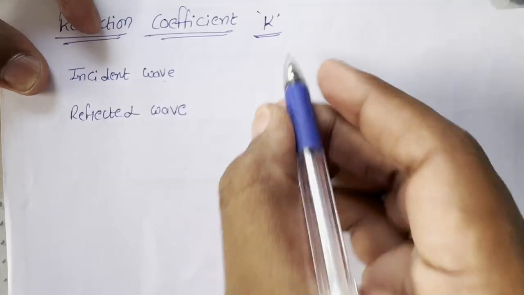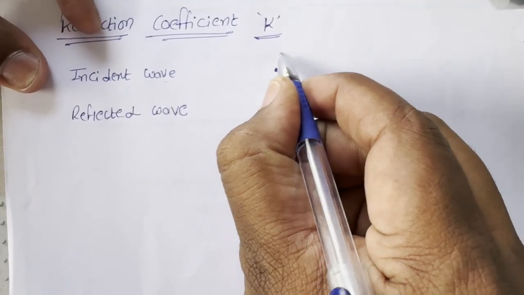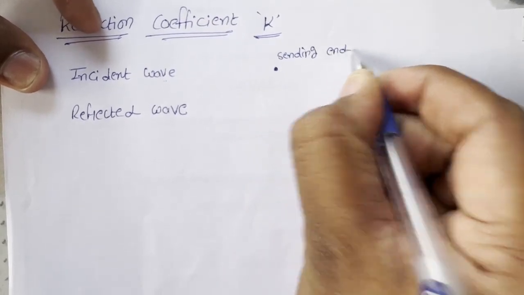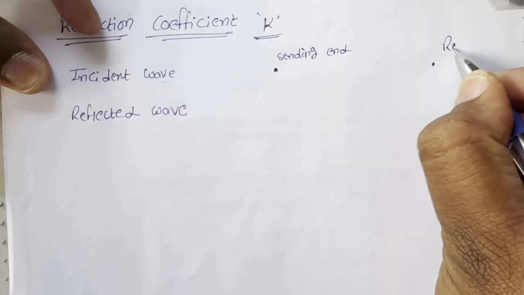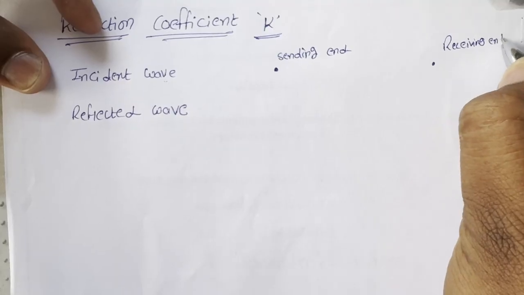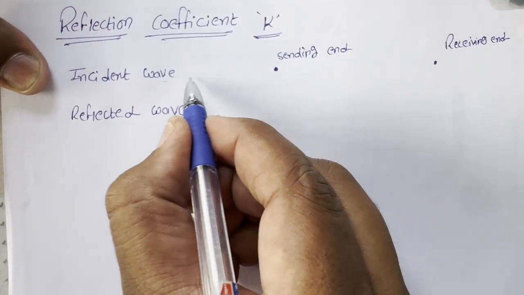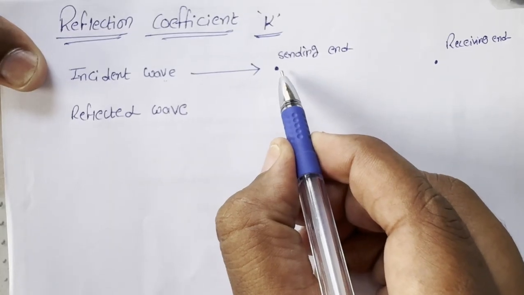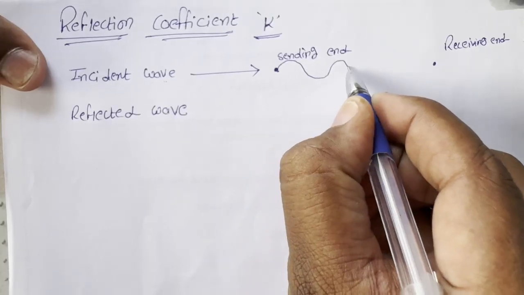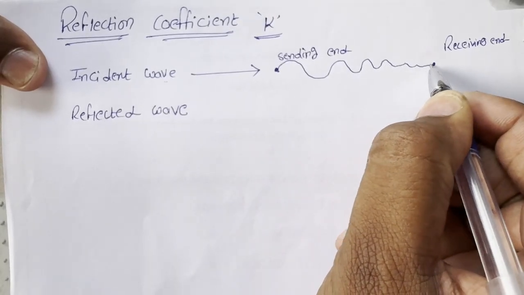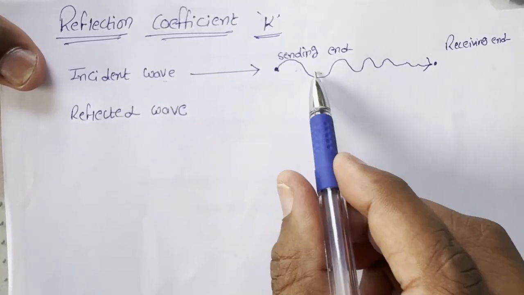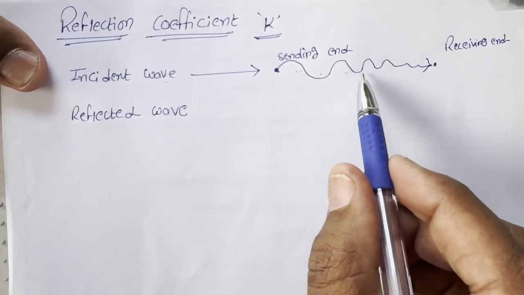For example, this is the sending end and this is the receiving end. Incident wave is nothing but a wave that starts at this point, travels, and reaches the receiving end. During this journey, the amplitude of this wave is reduced.